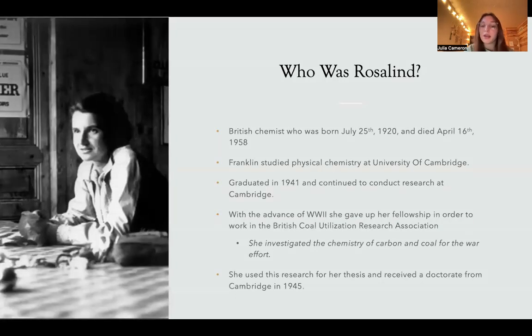Who was Rosalind? Rosalind was a British chemist who was born in July of 1920 and died in April of 1958. Franklin studied physical chemistry at the University of Cambridge. She graduated in 1941, yet continued to conduct research there. However, with the advance of World War II, she gave up her fellowship in order to work in the British Coal Utilization Research Association. There, she investigated the chemistry of carbon and coal for the war effort. She then used this research for her thesis and received a doctorate from Cambridge in 1945.